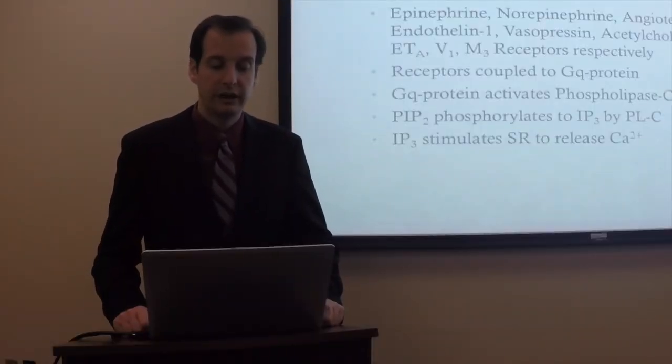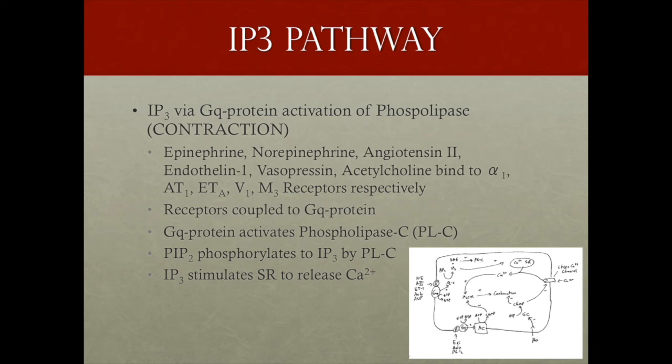The first brings about contraction. It is the IP3 pathway. Epinephrine, norepinephrine, angiotensin II, endothelin-1, vasopressin, acetylcholine, all of these bind to their receptors respectively: alpha 1, AT1, ETA, vasopressin 1, and M3 receptors. Each of these receptors is bound to Gq proteins. These Gq proteins activate phospholipase C. PIP2 is cleaved to IP3 by PLC, and IP3 stimulates sarcoplasmic release of calcium.